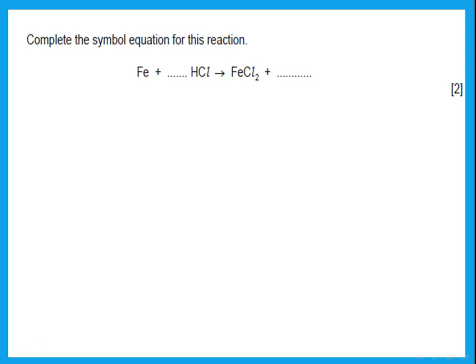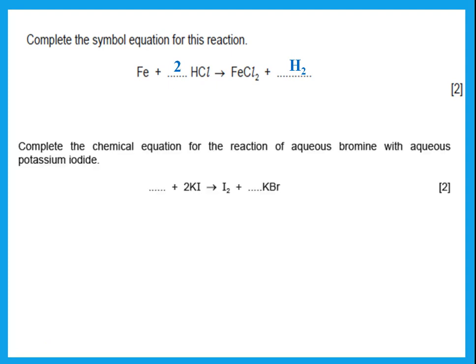Okay, now Fe plus HCl, this is a metal plus acid. A metal plus acid will give a salt plus hydrogen gas. Now, balance the equation. Also, we have 2 hydrogens and 2 chlorines after the arrow, so I need 2 hydrogens and 2 chlorines before the arrow. Okay, let's try balancing this.